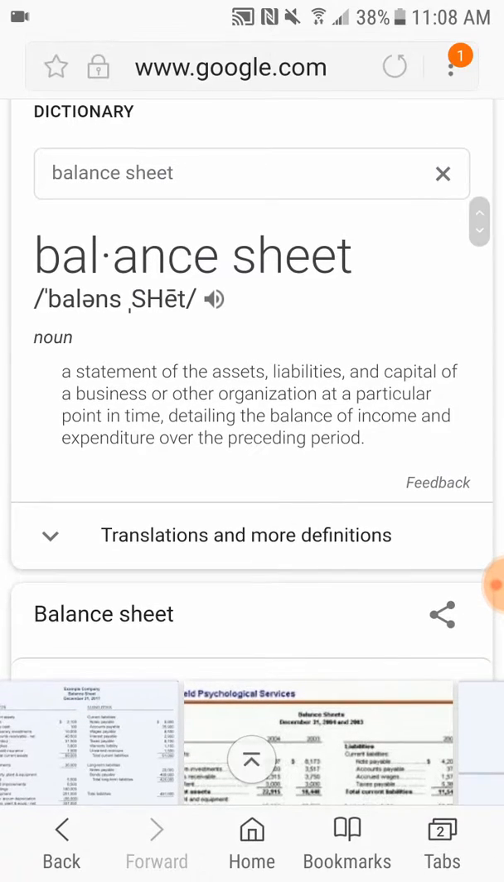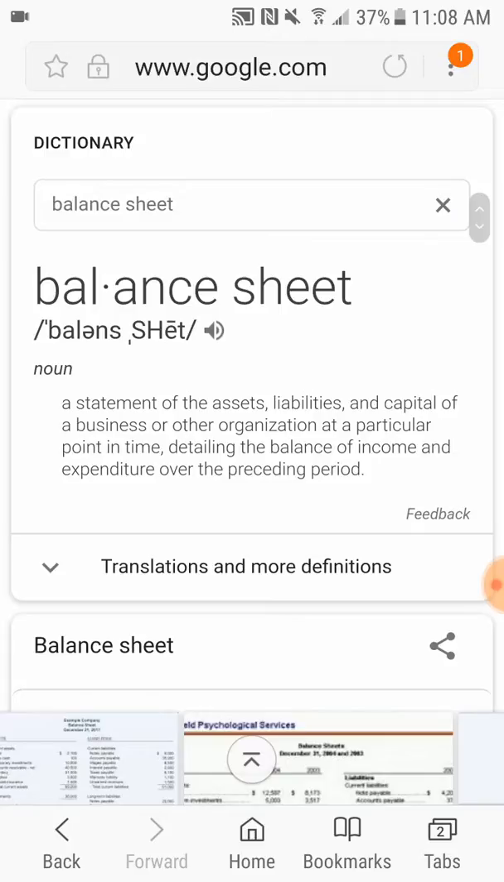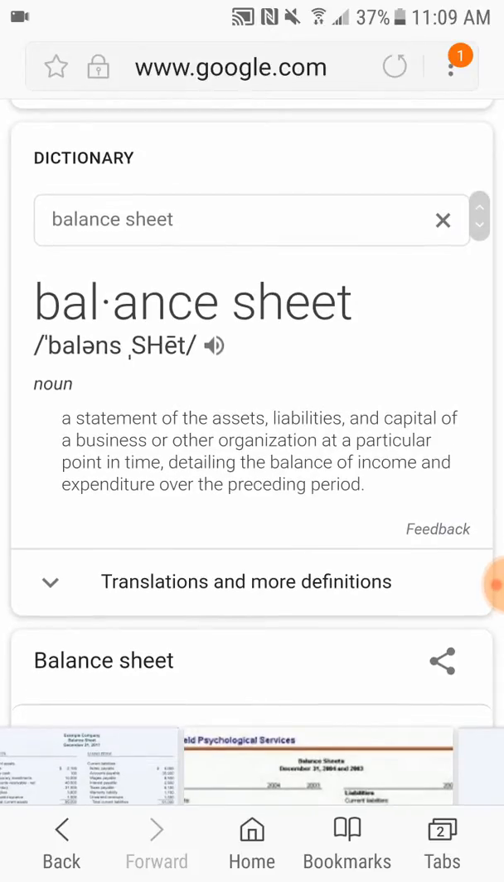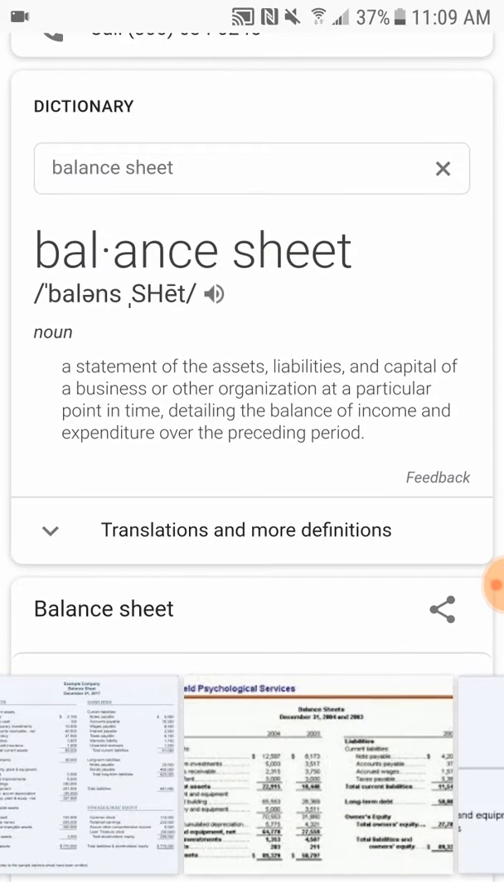So it's basically a statement that comes out every year covering how the company has been doing in the 1 year since the last balance sheet or since the company IPO'd, with its assets, so what it already owns, its liabilities, what it owes, and capital, its cash and everything for the business. And it's detailing the balance of income, so how much income is coming in compared to the expenditure over the preceding period, the previous year.